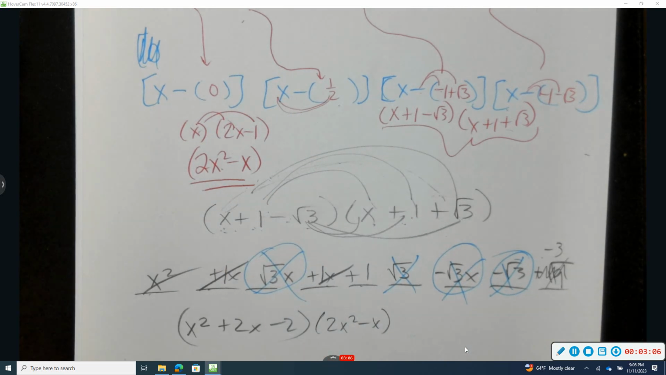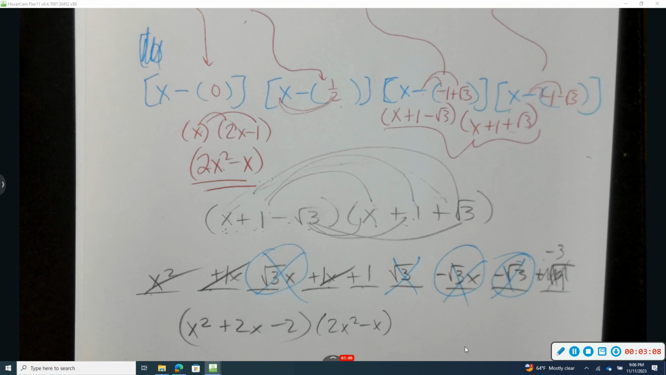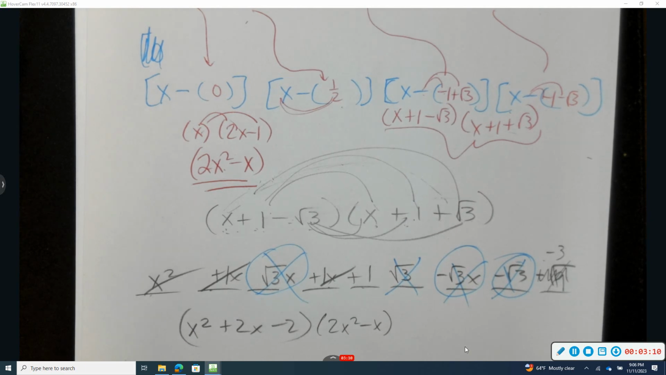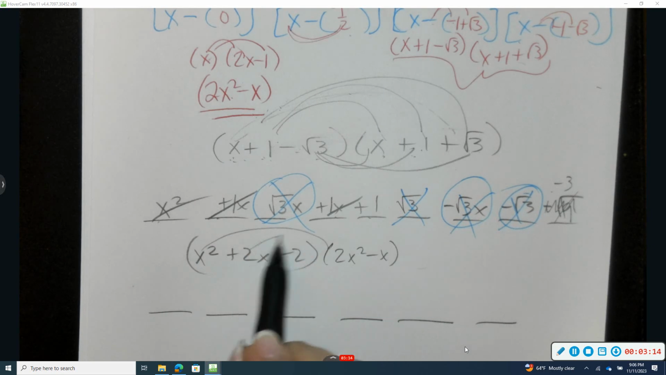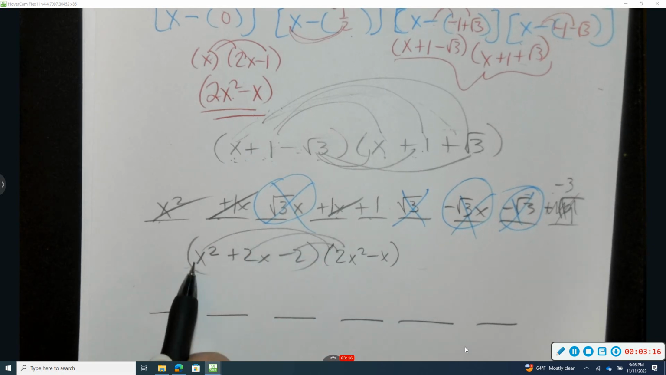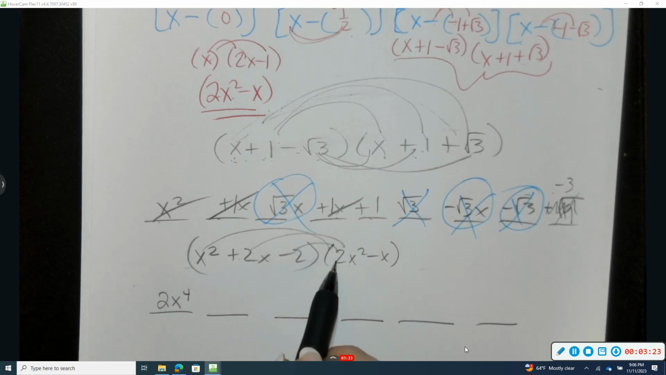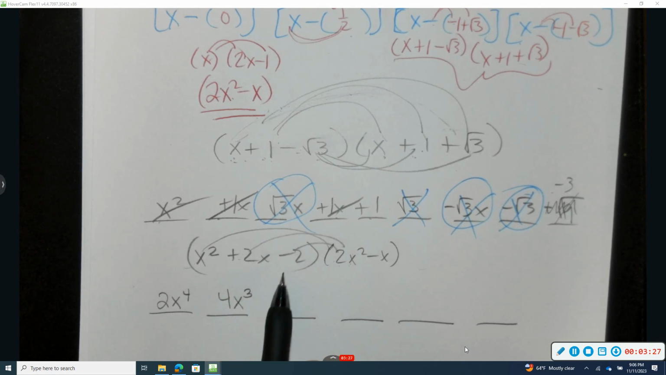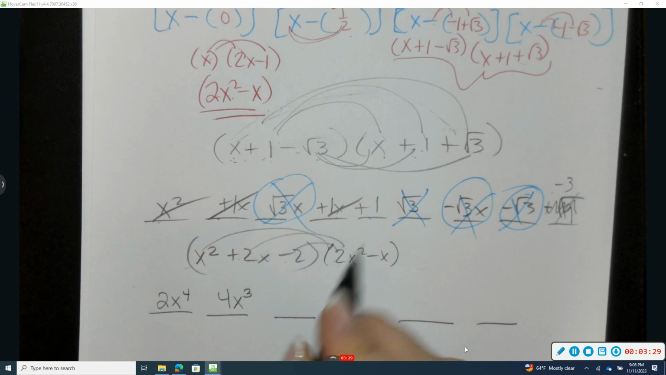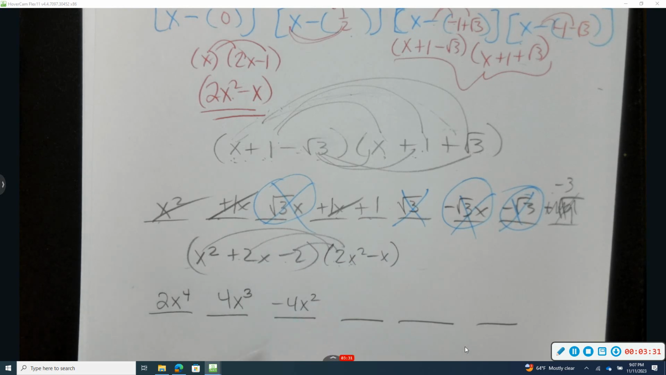Okay, here we go. So I'm going to do 6 different places before I go ahead and combine like terms for the last time. Everything is going to be multiplied by 2x squared first. X squared times 2x squared is 2x to the 4th. Positive 2x times positive 2x squared is 4x to the 3rd. Negative 2 times 2x squared is negative 4x squared.